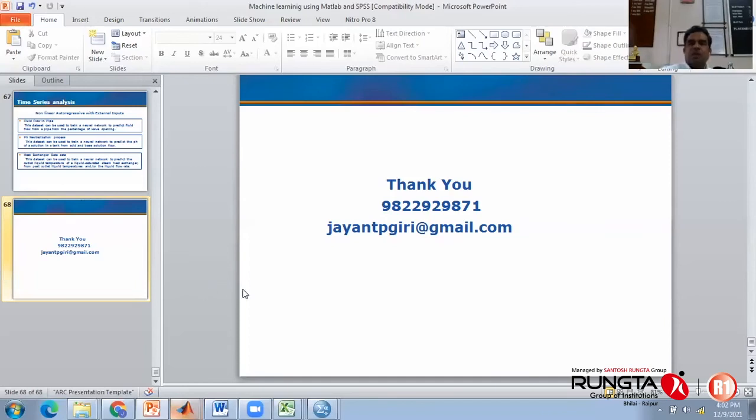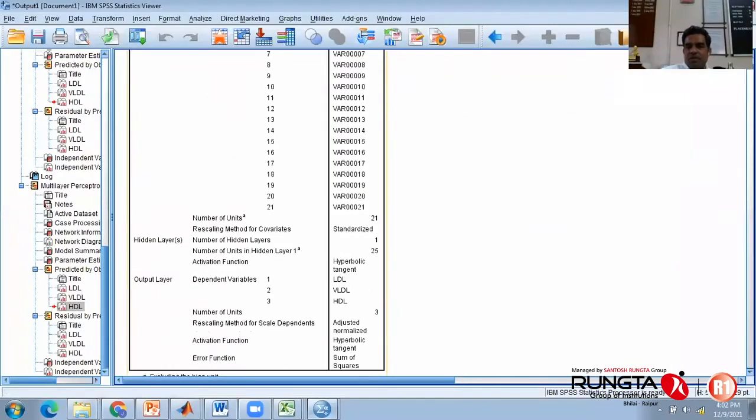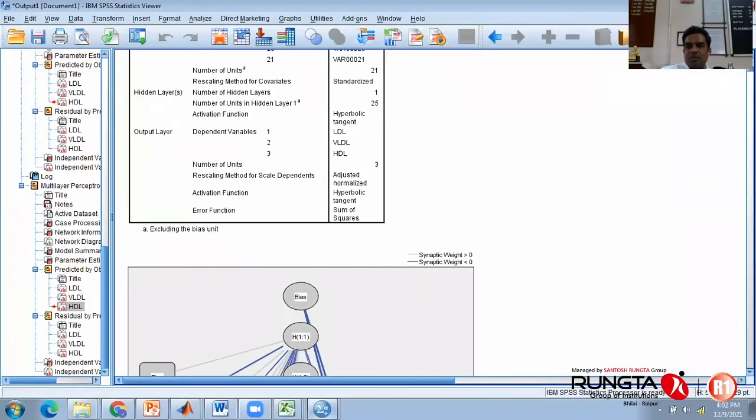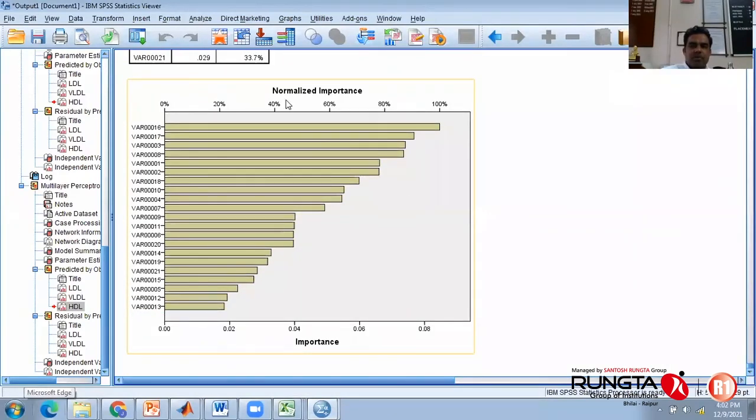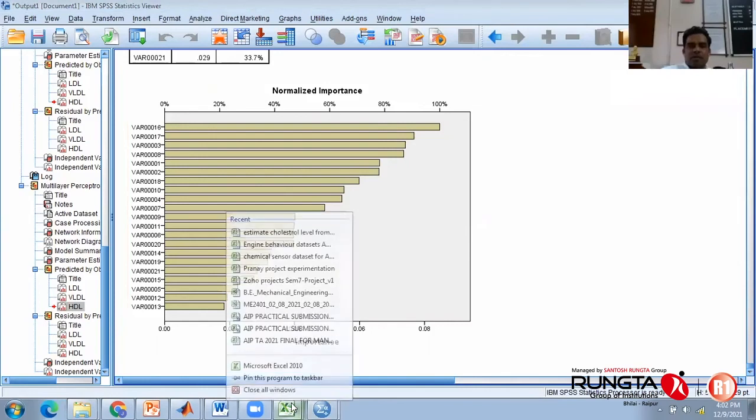So that is basically called sensitivity analysis. In SPSS, variable importance analysis is there. That is basically this one, normalized importance. In this case, variable number 16 is more important. Next is variable number 17 for prediction of the output. This is called sensitivity. So after creating a model, you need to go for the sensitivity. Thank you. Anything else?